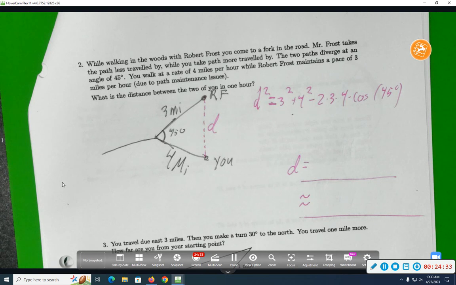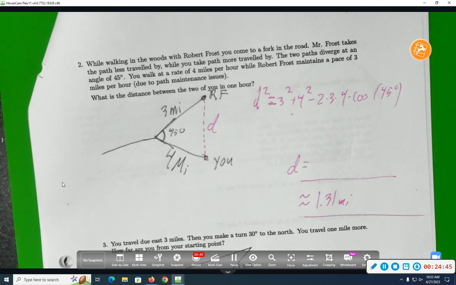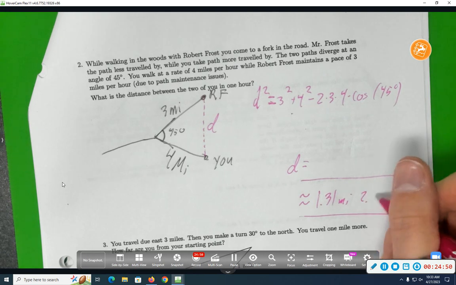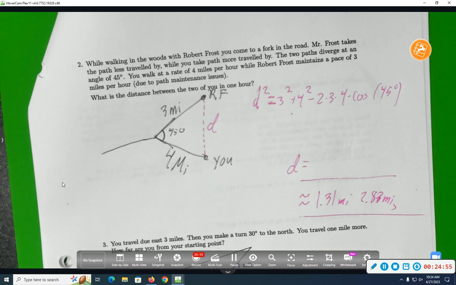Cool. So what are people getting? About 1.31 miles. Do I hear different answers? Yeah, I got 2.83 miles. Do I hear other answers? And I think the second one was the more popular one. So let's write out both of the exact values. Let's try to track down where the inconsistency is.